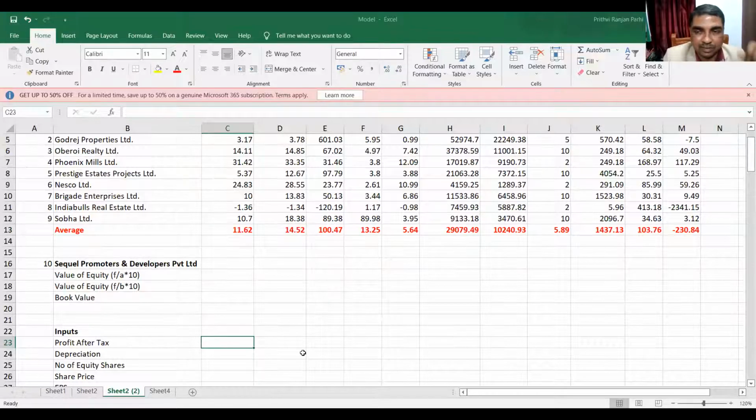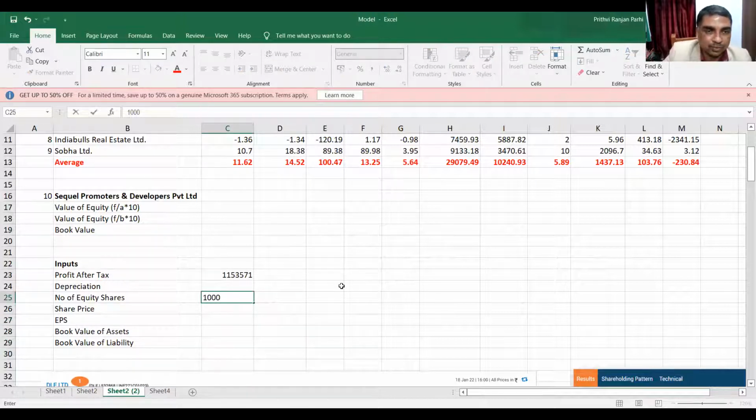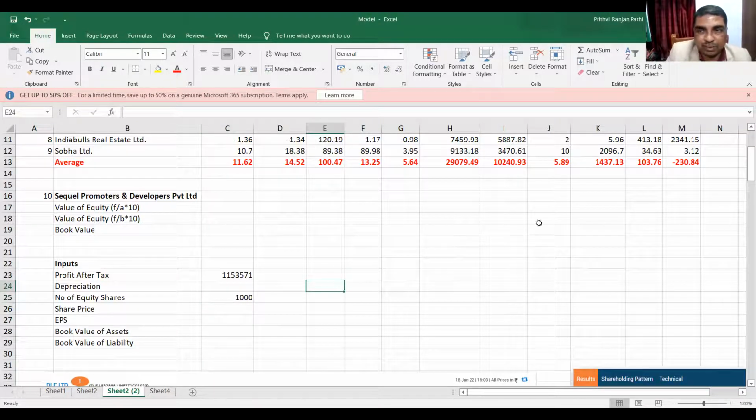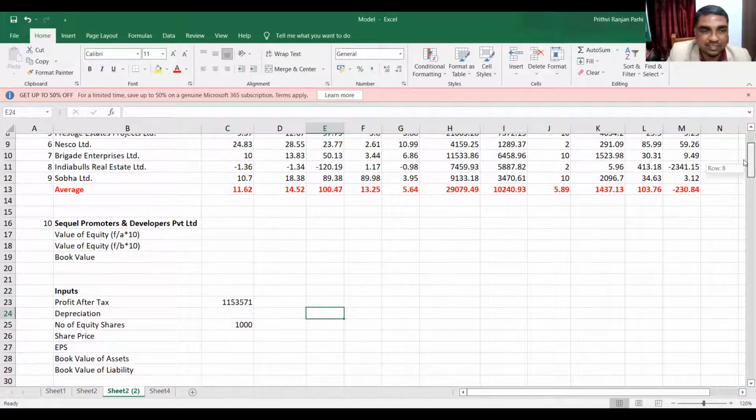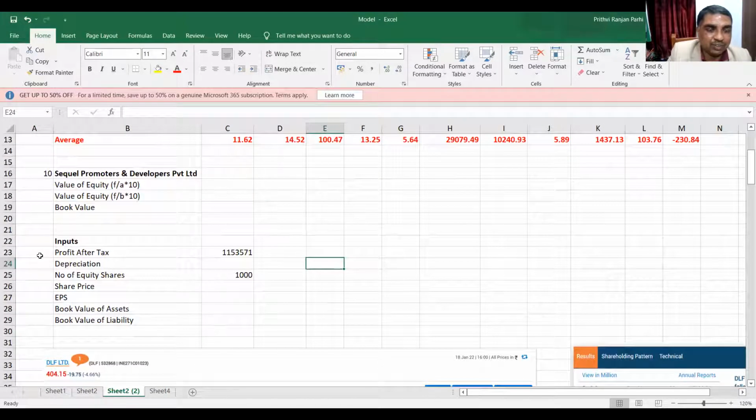In that model, we'll write here inputs: profit after tax. How much is the profit after tax? Have you remembered? 11,53,571. Let us say number of equity shares, just 1,000. Fine. If that is so, then you can find out what is EPS.